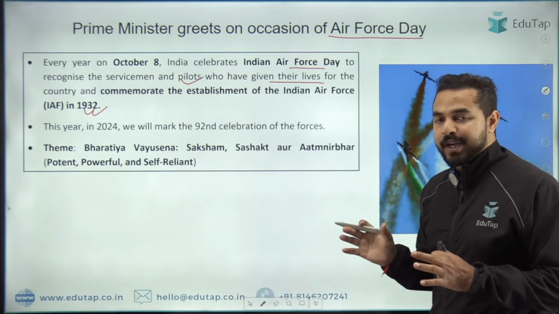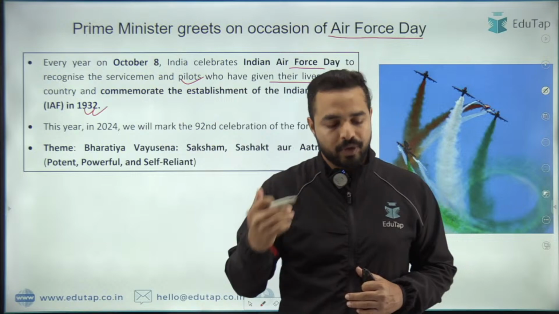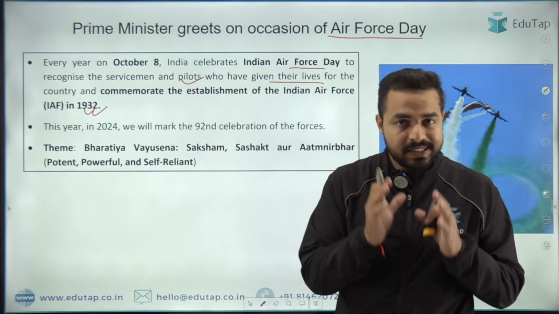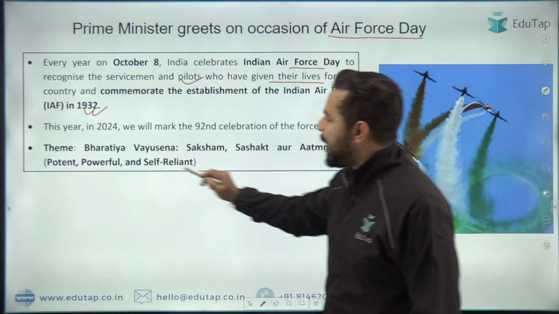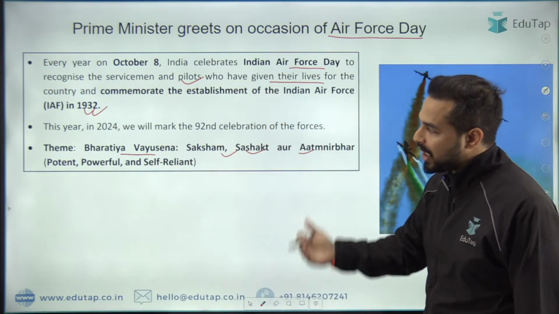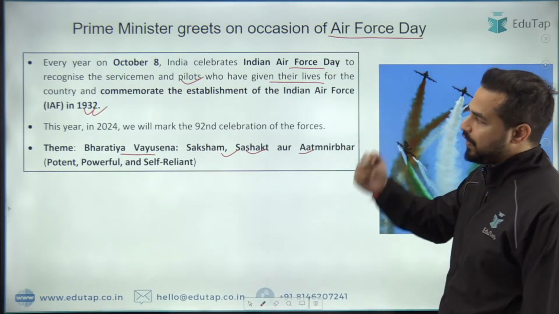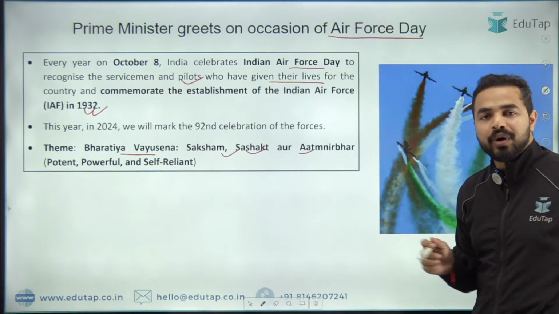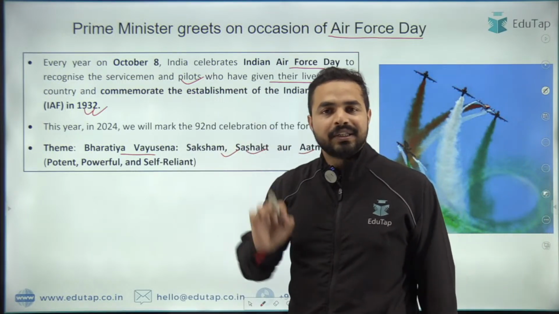The theme here is very important. So when we cover the important days, we always need to remember what exactly is the theme and what is the date on which the day is celebrated. So the theme is Bharatiya Vayu Sena, Saksham, Sashakt and Atmanirbhar, that is potent, powerful and self-reliant. So this is the theme of the Indian Air Force Day for the year 2024. Indian Air Force was basically established in 1932.